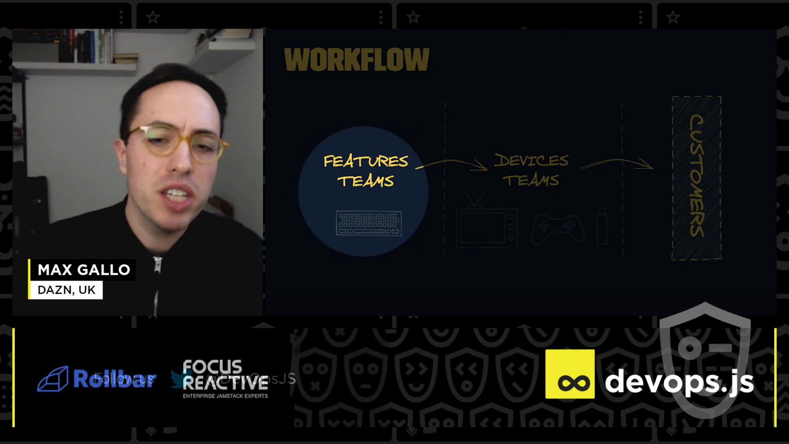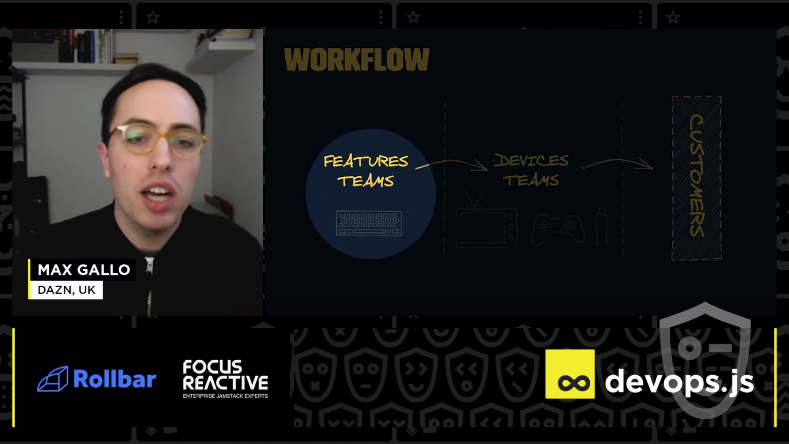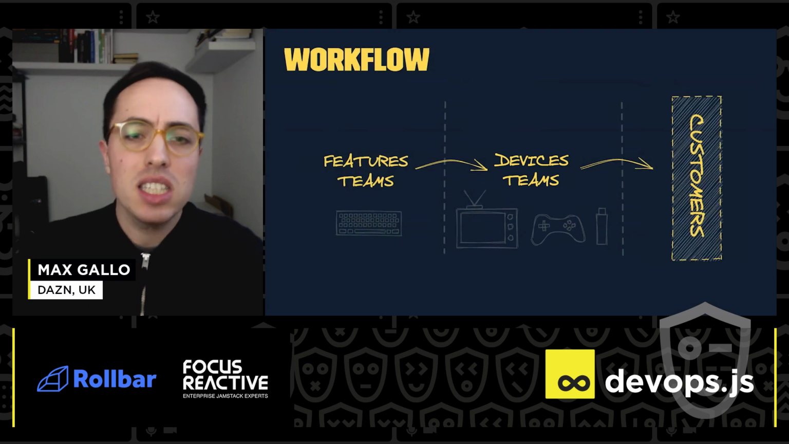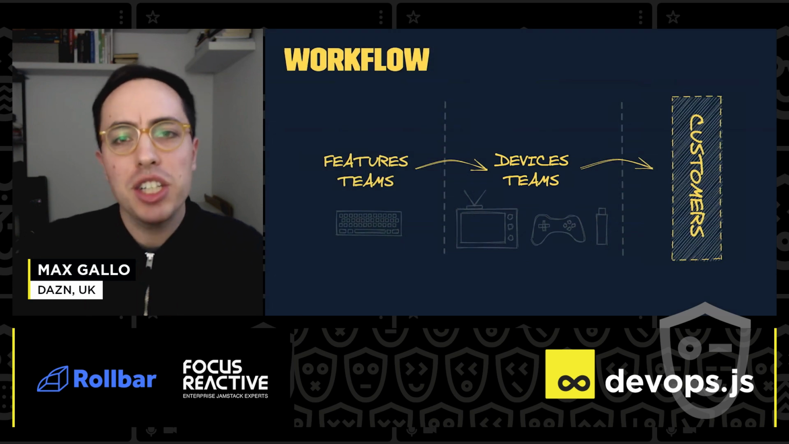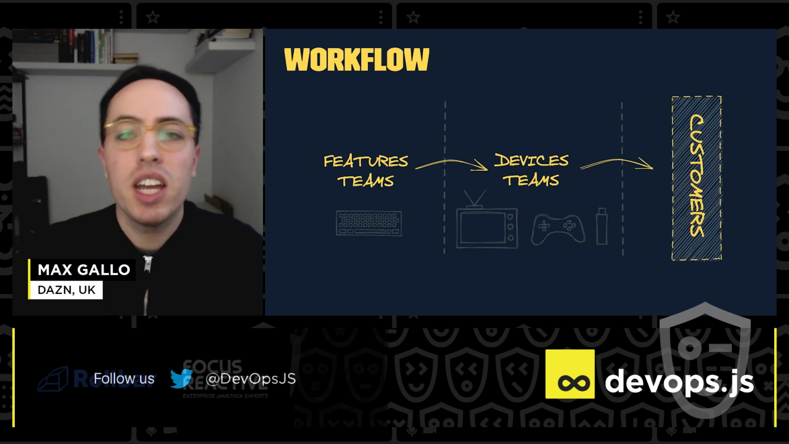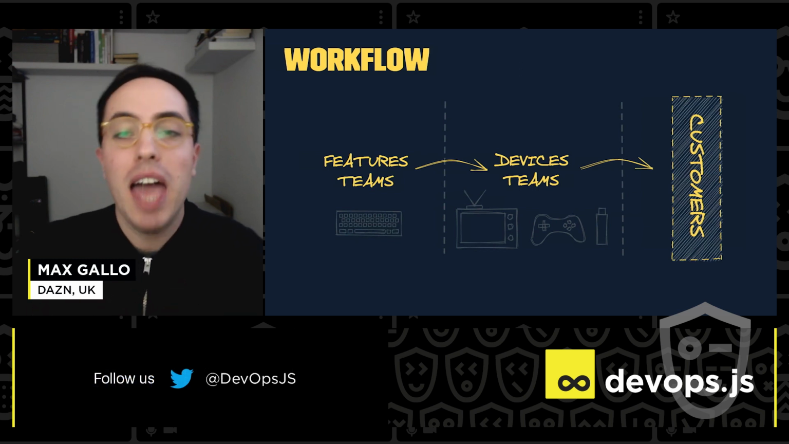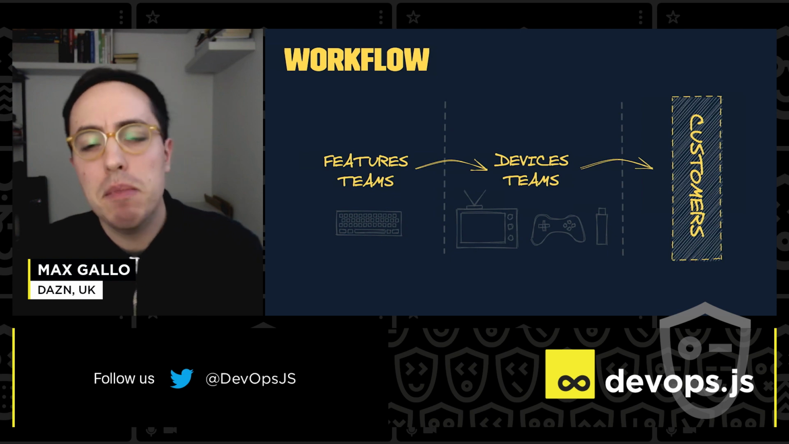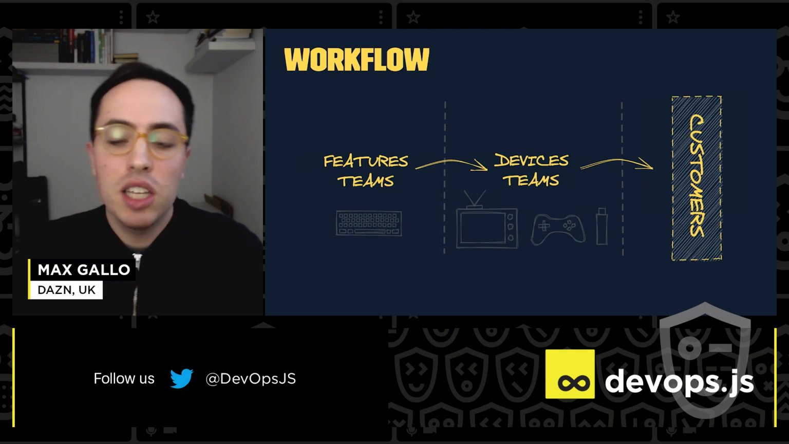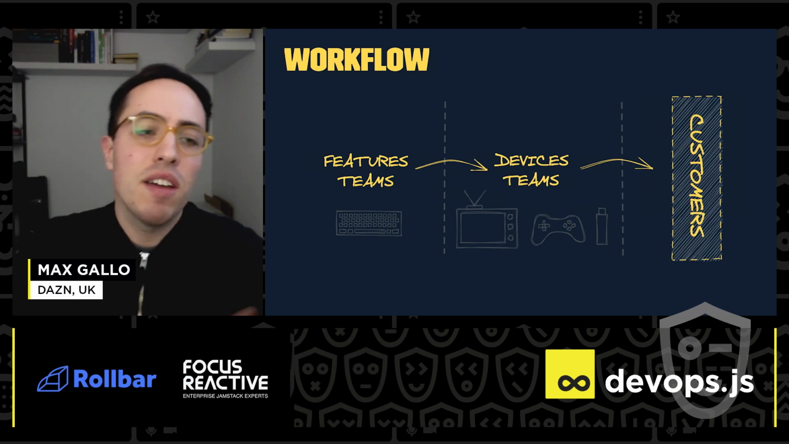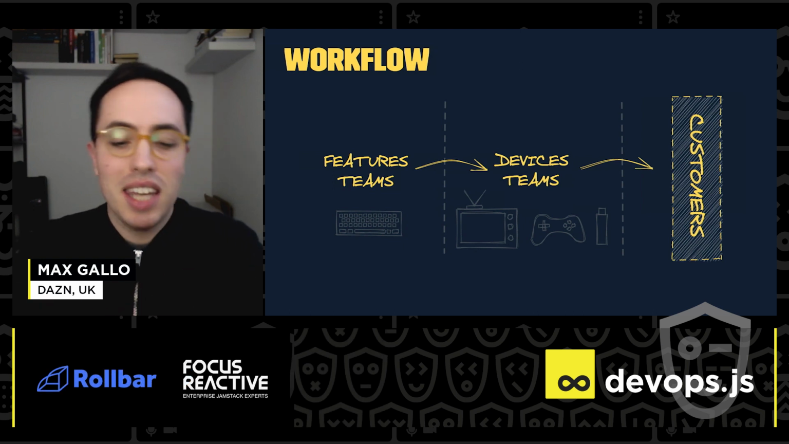We had multiple feature teams, and once they were done, they were handing over the code to the device teams. These teams' goal was to make sure that the app was working fine on the device itself. And once all the devices were happy, we were able to go finally to customers. So the idea is that feature, then devices, and then customer.